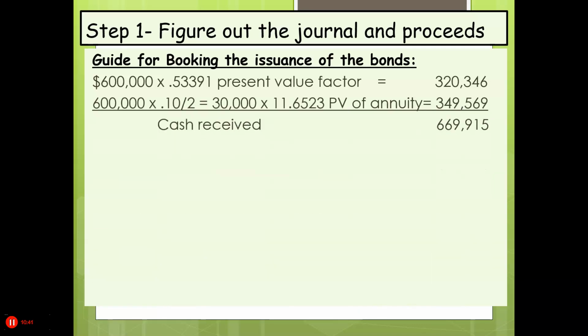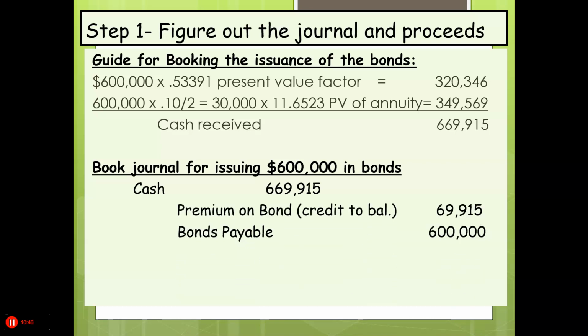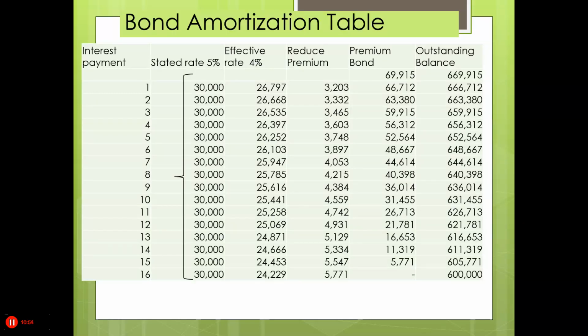So again, we've already calculated this, and this journal is exactly the same as what we did previously. What's going to be different, though, is if we do our bond amortization table, if you look at this, you will notice that every single time the amount that we book for interest expense is changing. And it goes down because the balance gets less and less as we go through this process, until at the end, the balance equals $600,000, which is the amount we'd pay at the end.